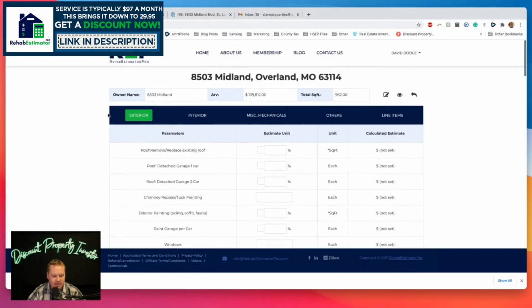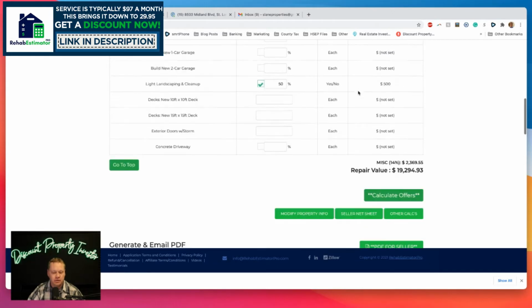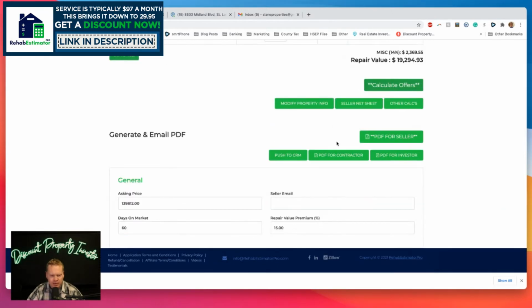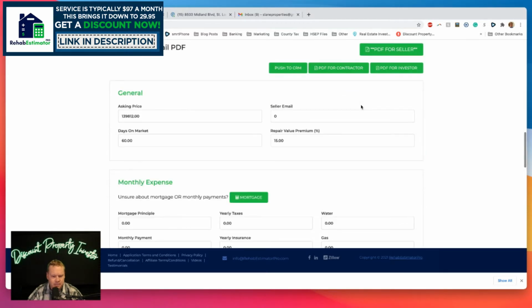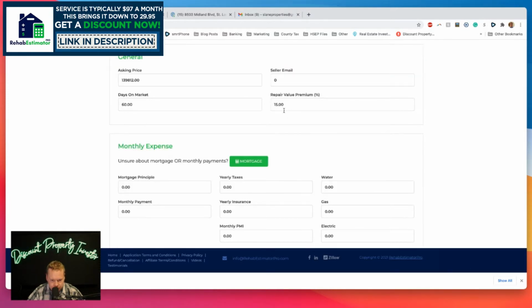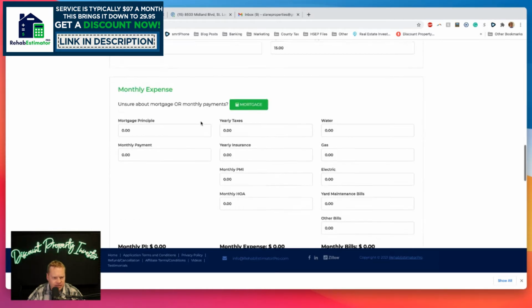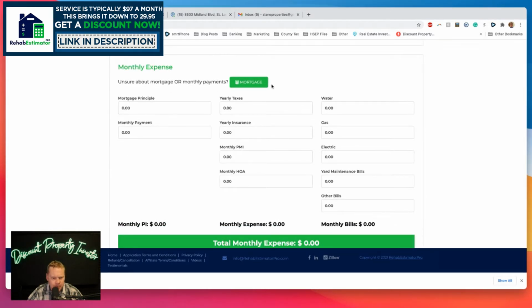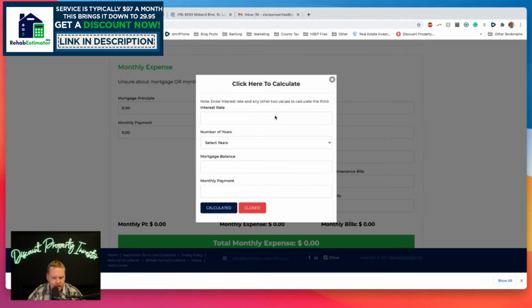So I've already filled this property out and figured out my repair costs on 8503 Midland. This is our most recent rental acquisition. But let's look at this and see how they would calculate a seller net sheet. So you click on that and we can see what we're going to do. If we were going to email them, we'd have to fill that out there. Repair value premium, not exactly sure what they mean there, no big deal. If they're unsure about mortgage or monthly payments, we can calculate that here.